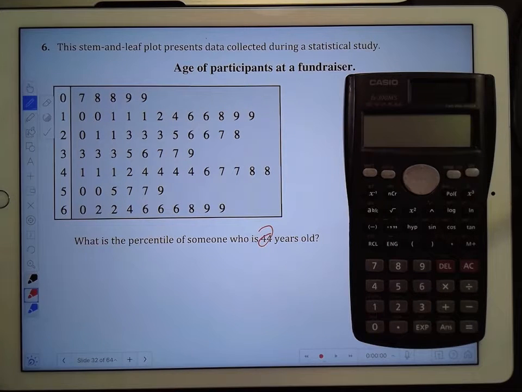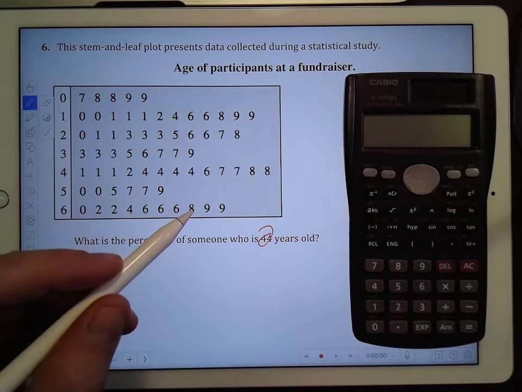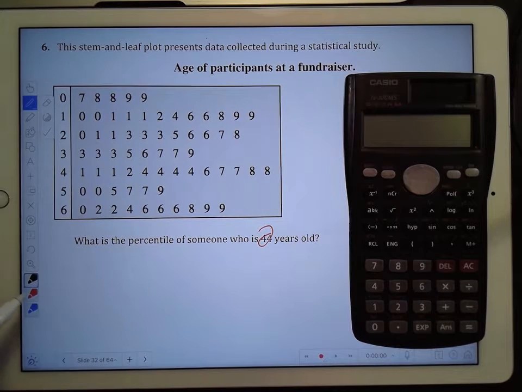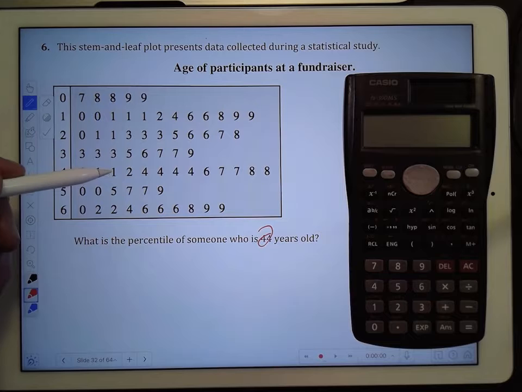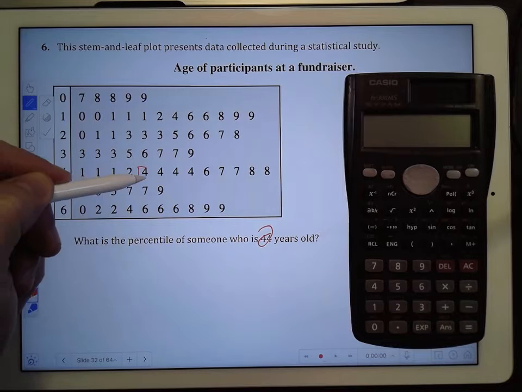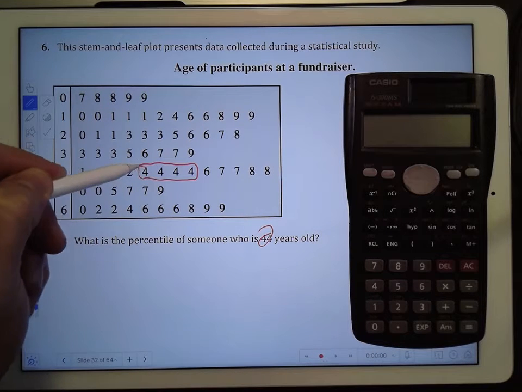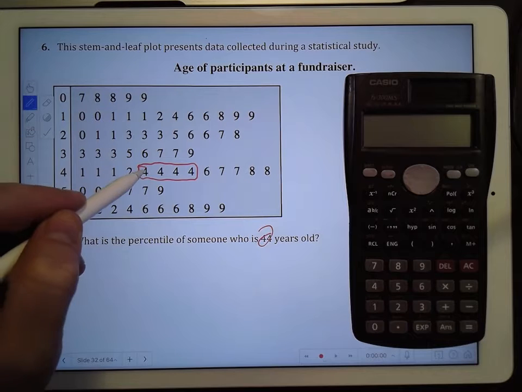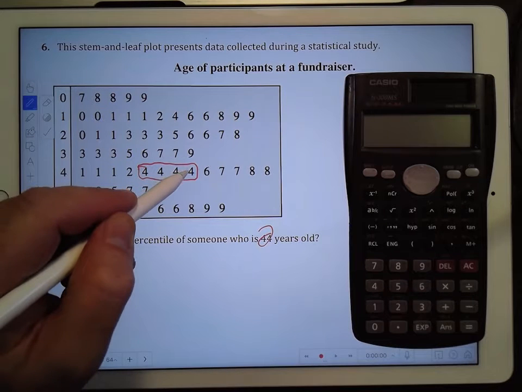In order to crunch that formula, there's a few numbers we need to be aware of: the number below, the number of, and the total number. So we'll first start off by finding those 44s. I'm going to come down to where the tens are a 4. We see here the first 3 people are 41 years old, and right over here are our 44-year-olds. And there are 1, 2, 3, 4 of them.